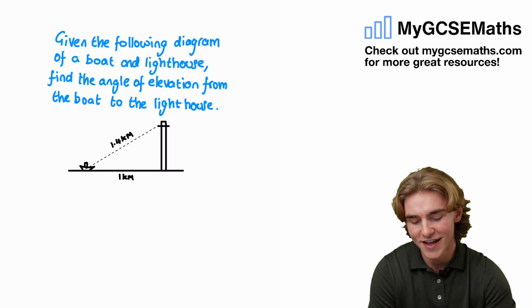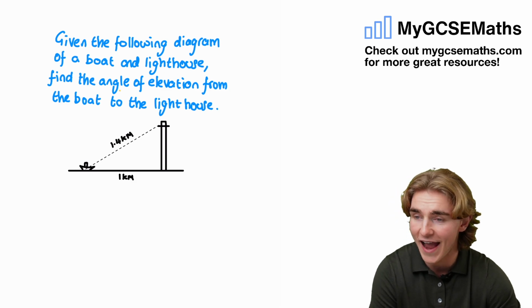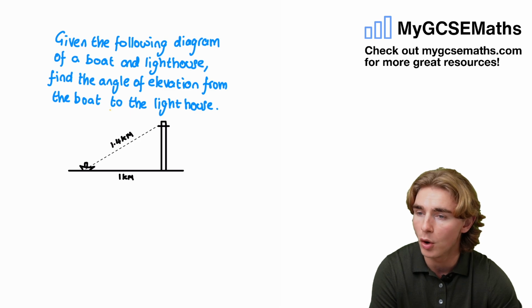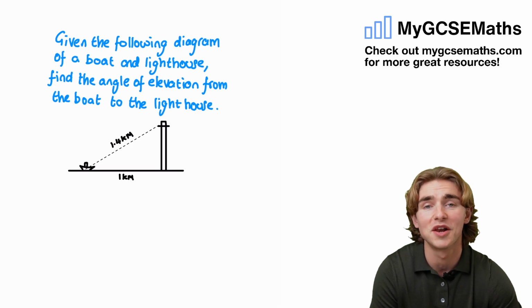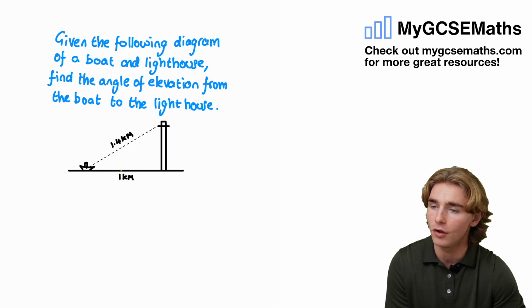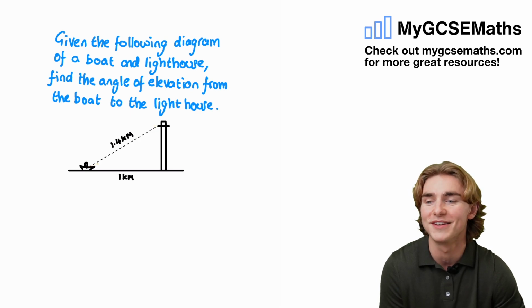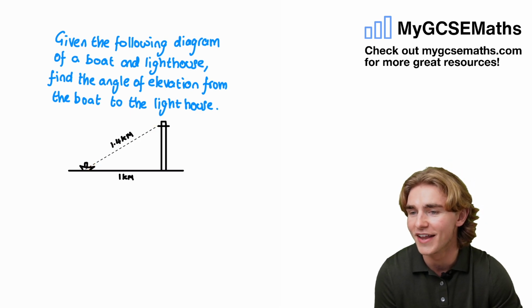The question here says, given the following diagram of a boat and lighthouse, find the angle of elevation from the boat to the lighthouse. Guys, angle of elevation, what does it mean? It means that we want to find the angle between this horizontal line down at the bottom and the top of the lighthouse. We can see that we have this diagonal line here drawn for us.